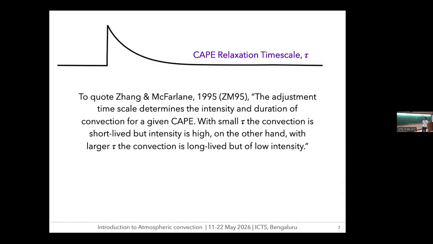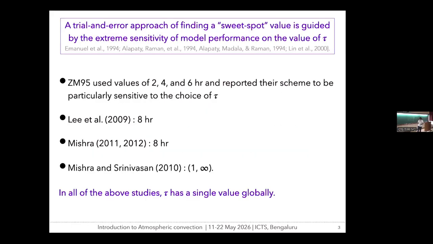Zhang McFarlane said it's the adjustment timescale that determines how quickly or slowly convection will decay. A shorter tau would mean it will decay quickly, but it will be an intense convection. And a longer tau would mean it's a long-lived but weaker intensity convection. So this is what we will play with.